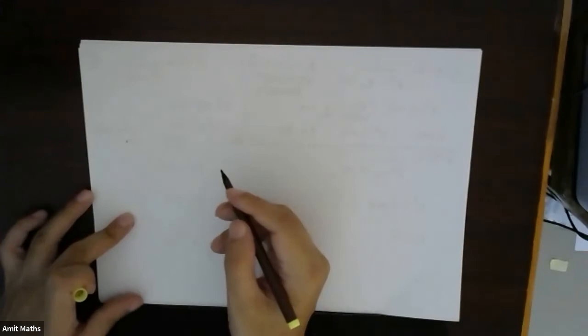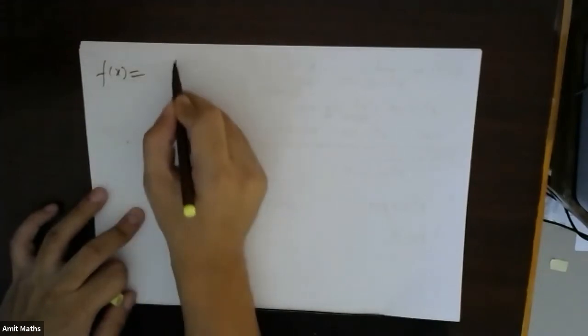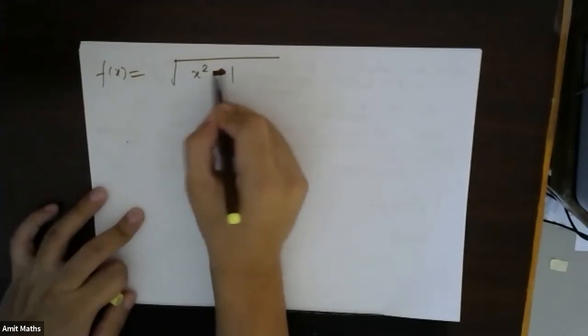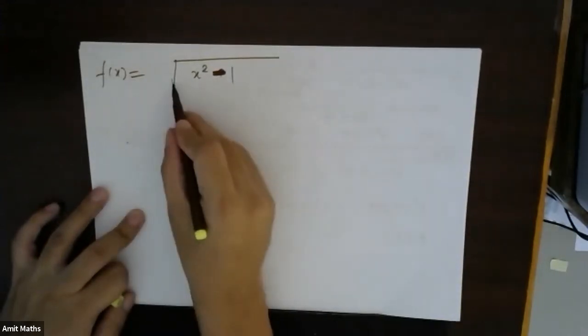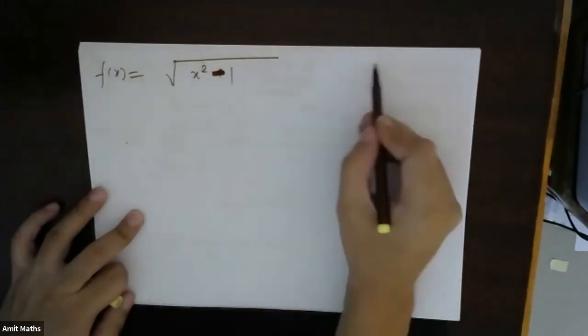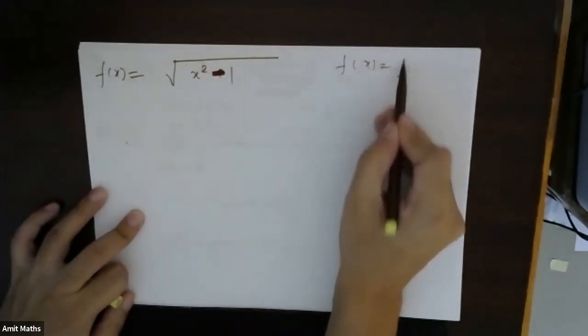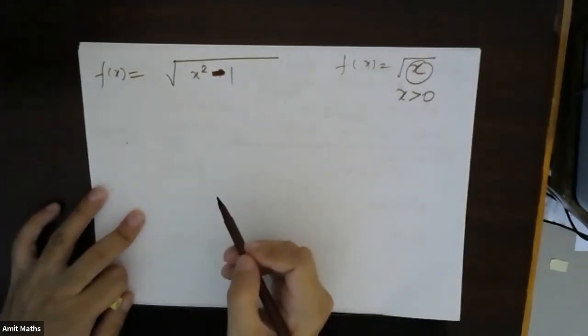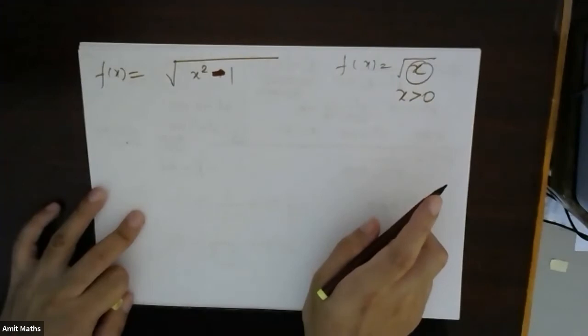the domain in which the function is negative or positive. Suppose I have given you a function like f of x is equal to under root of x square minus 1. Now, in this case, because there is an under root, x square minus 1 has to be always greater than or equal to 0.